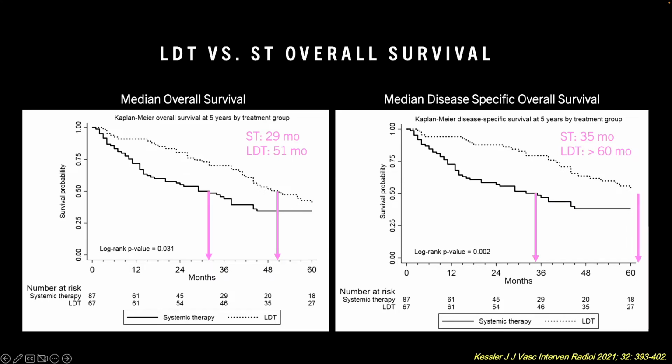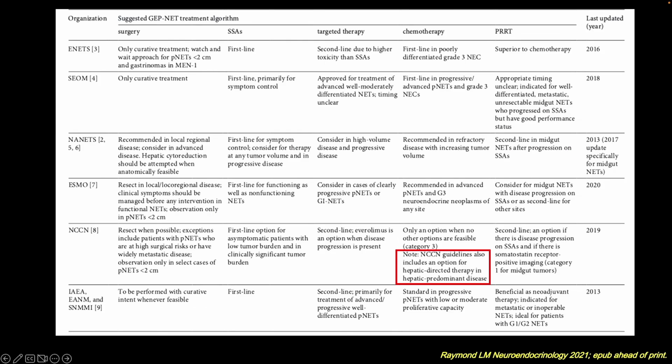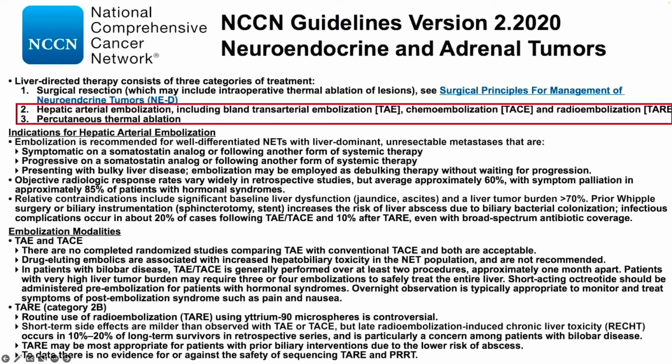So this is pretty compelling data. Even though it's registry, it's retrospective, we don't have any data. It's so compelling that we are actually in the guidelines, okay? So the NCCN guidelines also include the option for hepatic-directed therapy in hepatic predominant disease. So if you have a bulky burden of disease in your liver, the guidelines say you should probably see an interventional radiologist, okay? It's there.